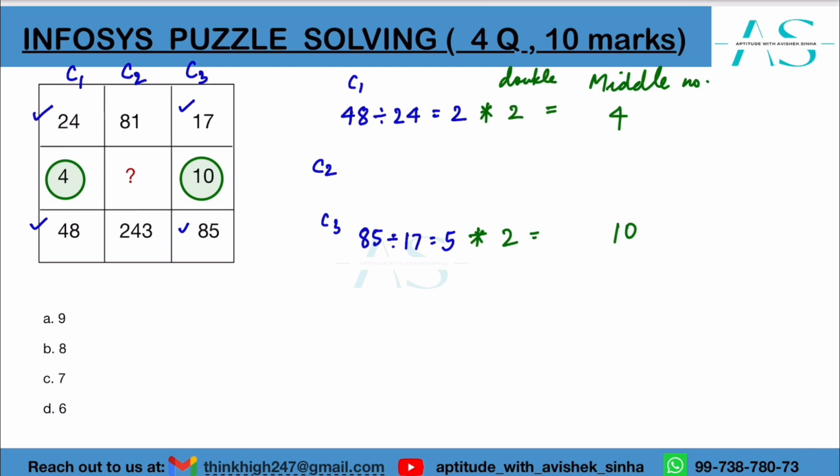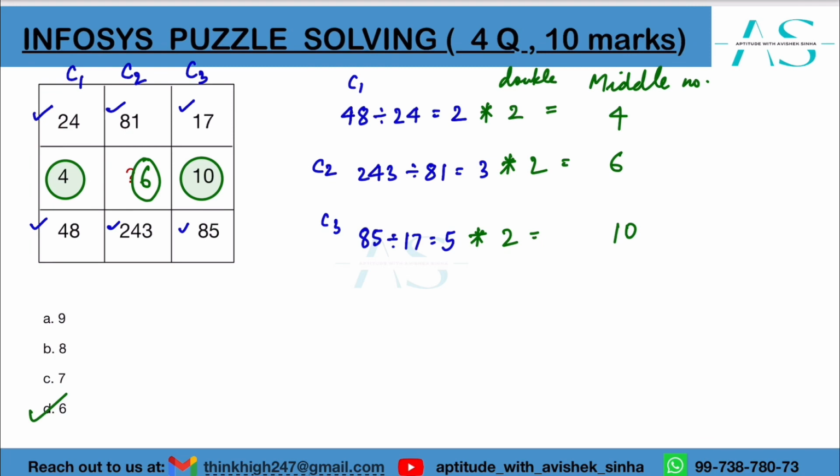So this logic can be used to find the value for the missing element in column number 2. So we know the drill. 243 divided by 81, we get the value as 3. Take the double, that is your answer for the middle value, 6. Do we have 6 as one of the options? It's right there in option number D. So you mark D and move forward. I hope you're following it up to now.